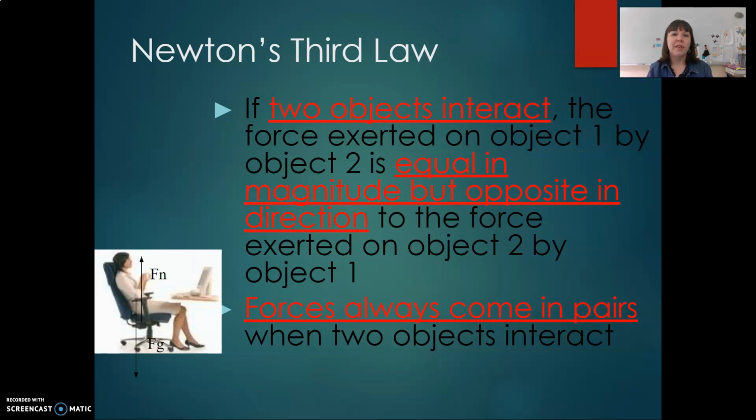So our forces always come in pairs. They're always interacting and pushing on each other, resisting each other.